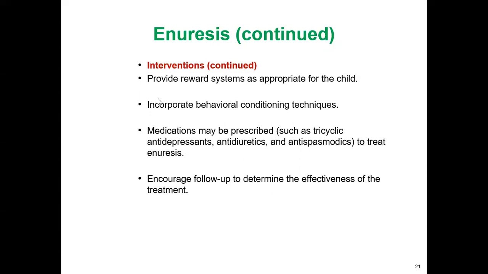And what else? What next? Provide a reward system as appropriate for the child. Incorporate behavioral conditioning techniques, which can be helpful, or medication. So what are the medication names that can be helpful? Like tricyclic antidepressants, antidiuretics, or antispasmodics are helpful. We use them to treat enuresis. Also encourage follow-up to determine the effectiveness of the treatment.